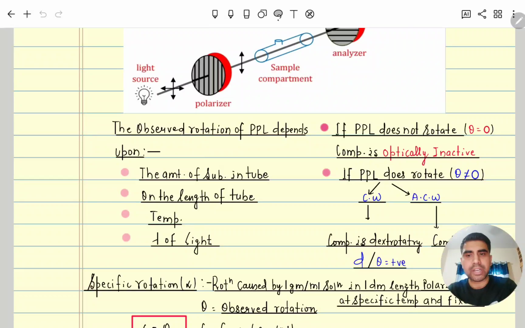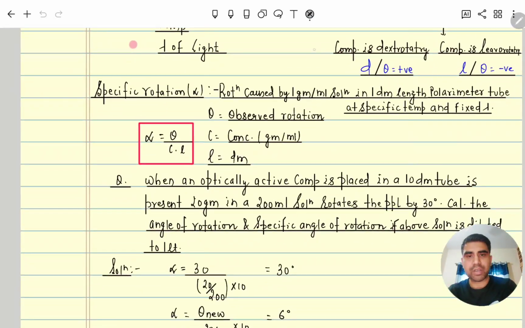Here the observed rotation of PPL depends on the amount of substance in the tube, the length of the tube, the temperature, as well as the wavelength of the light which is passing. One small topic we will study next is specific rotation.